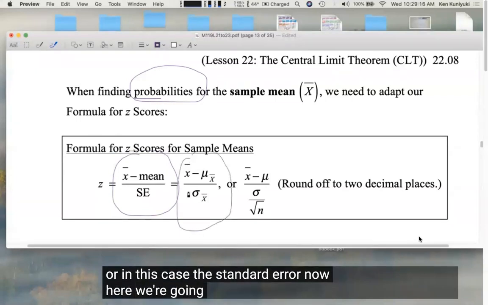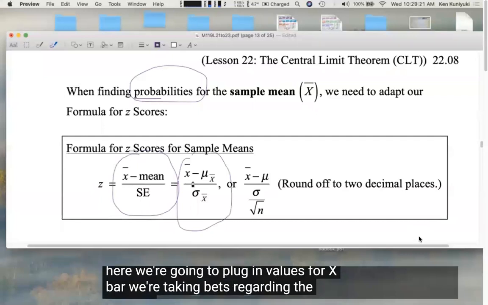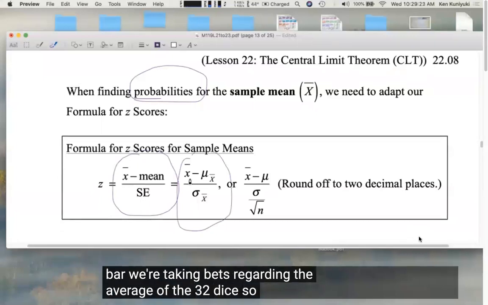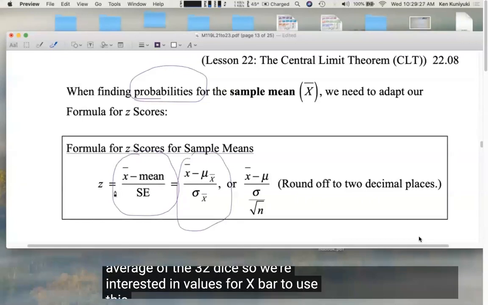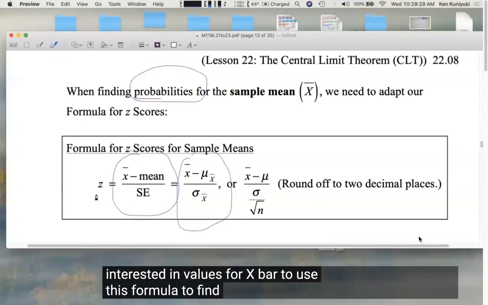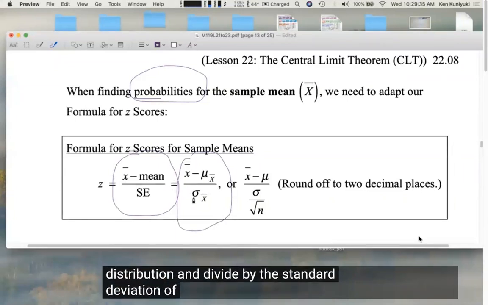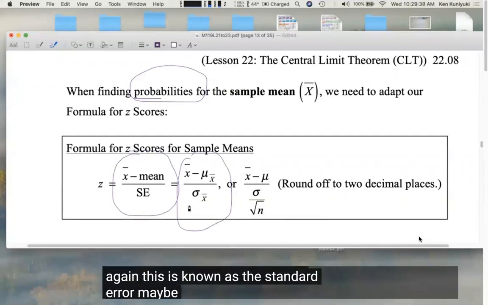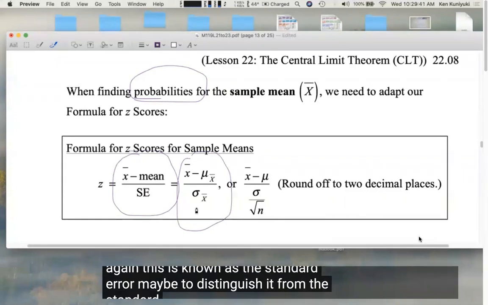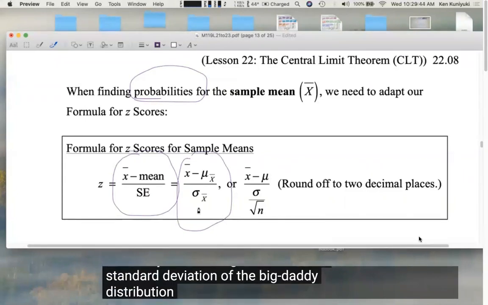Now here, we're going to plug in values for x bar. We're taking bets regarding the average of the 32 dice. So we're interested in values for x bar. To use this formula to find a z-score, we have to subtract the mean of the x bar distribution and divide by the standard deviation of the x bar distribution. Again, this is known as the standard error, maybe to distinguish it from the standard deviation of the Big Daddy distribution, sigma.